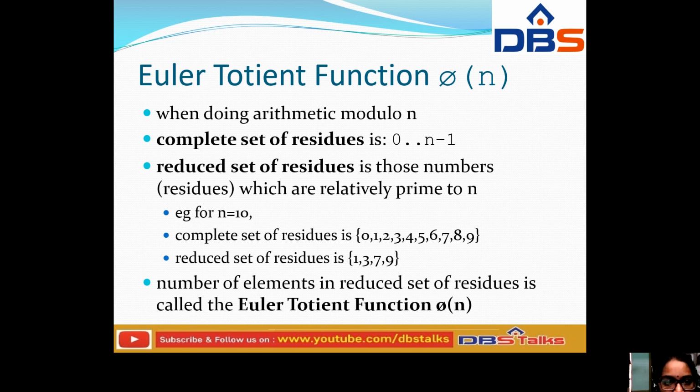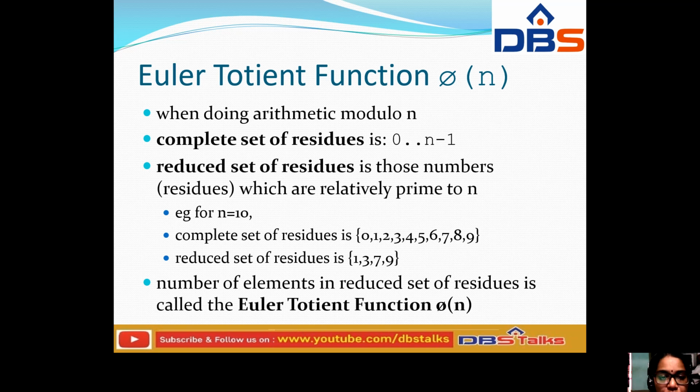This is about the Euler Totient function. Whenever you perform arithmetic operations modulo n, you have to keep focus on the complete set of residues, that is, the set of numbers from 0 to n minus 1. From that set of residues, you perform the arithmetic modulo operation. When doing arithmetic modulo n, the complete set of residues is 0 to n minus 1.